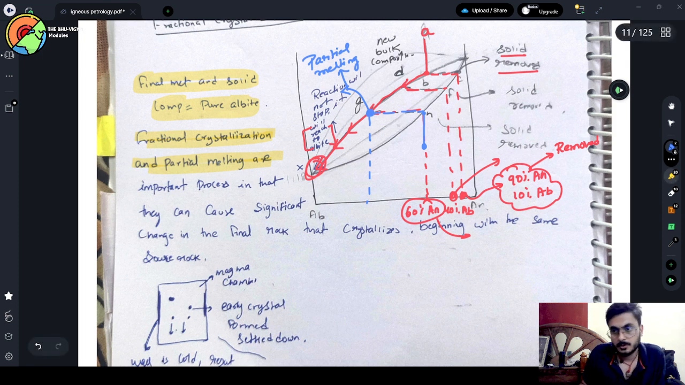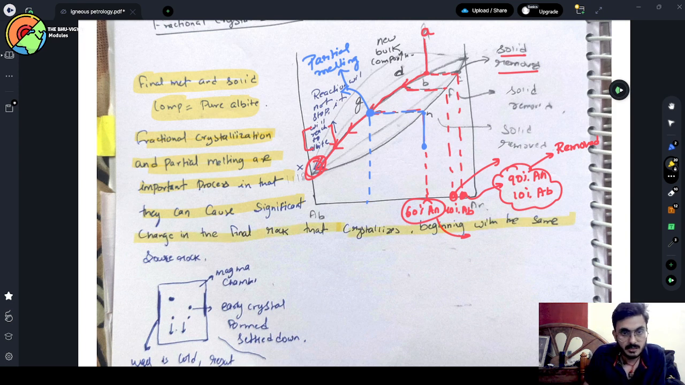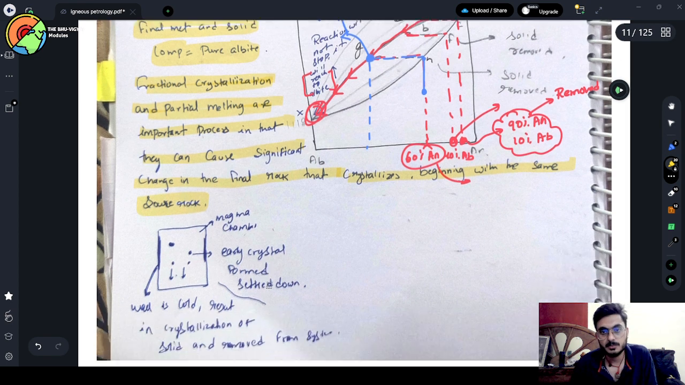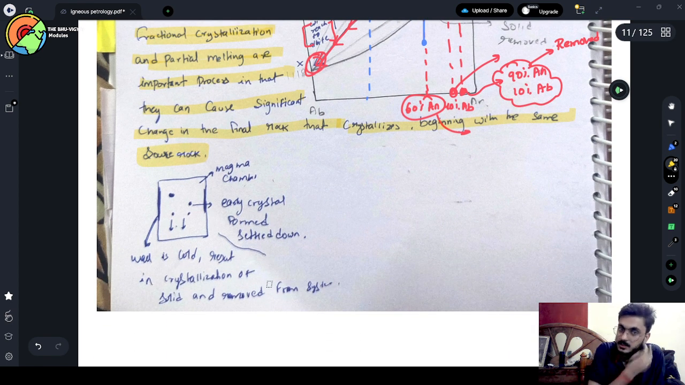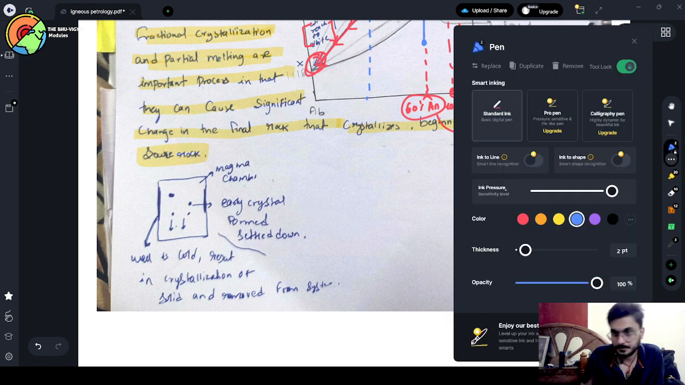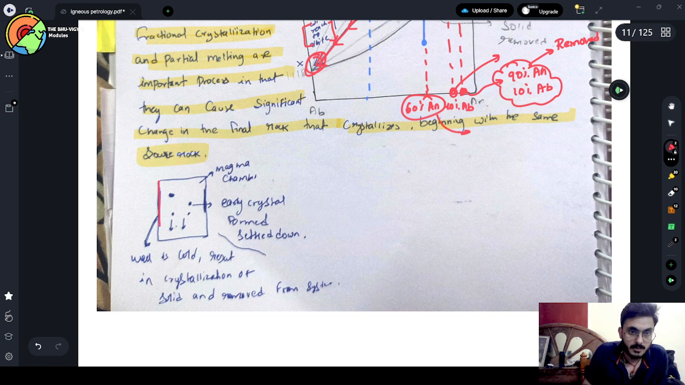So this is an important process. They cause significant change in the final rock composition that crystallizes beginning with the same source rock. Now where does this process operate? We can see it operates in the magma chamber, as you can see in this figure. This is our magma chamber here.